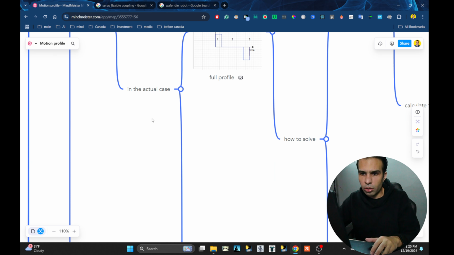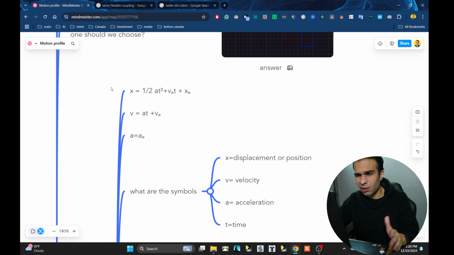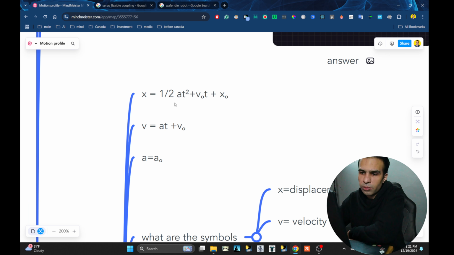So let's go through the equations for the motion profile. This one is a very basic motion profile. What does this mean? A is acceleration, V is the initial velocity, and X is the initial position. What these formulas say is that at each time, this is a general formula. When you're doing the motion profile, some of these things will become zero, some of them will become negative.